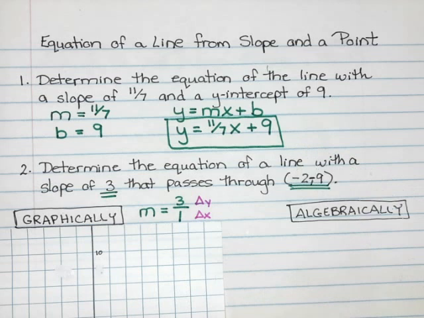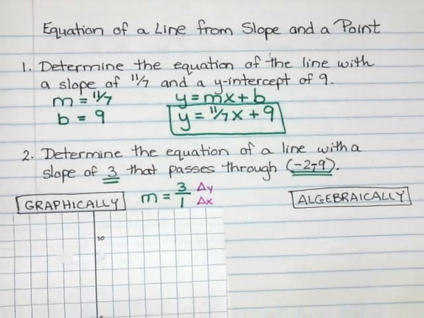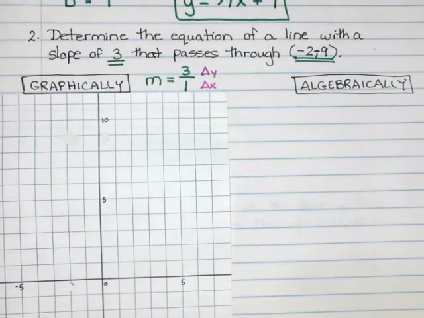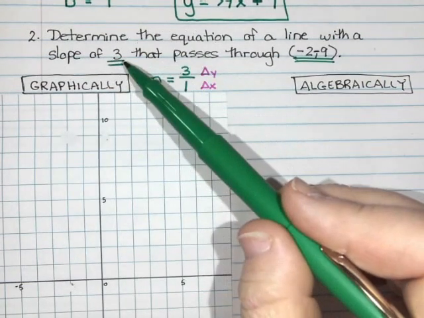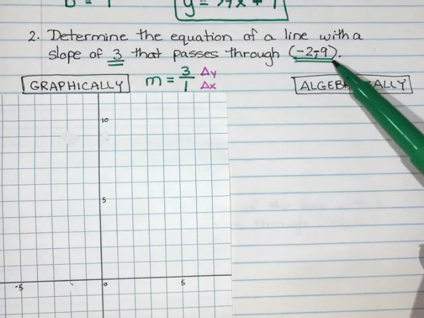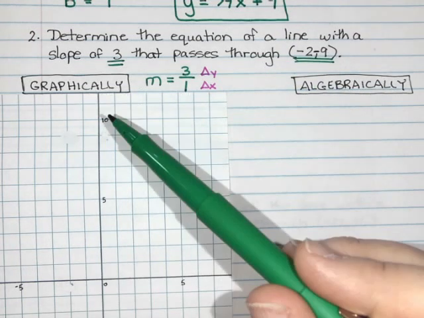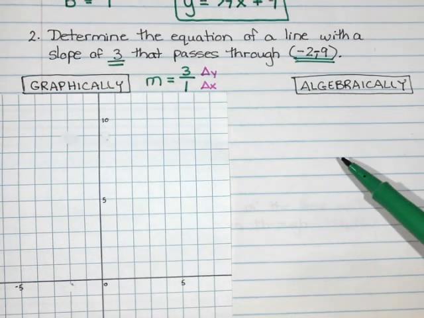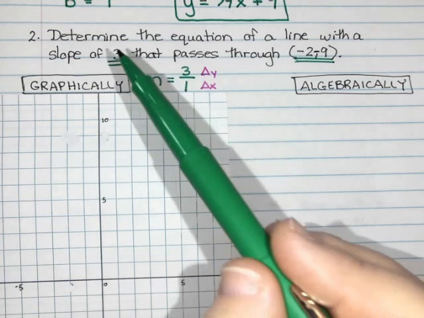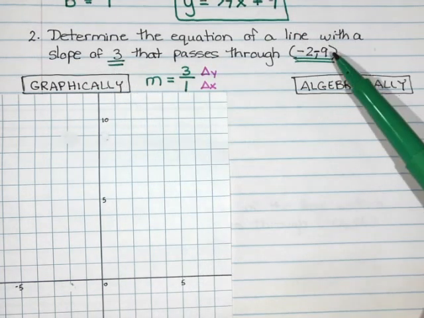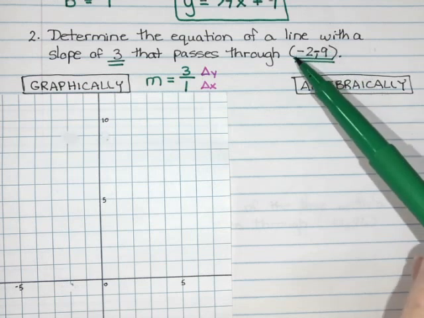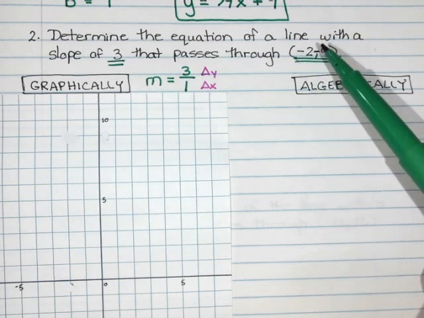Our second question says, determine the equation of a line with a slope of 3 that passes through the point negative 2, negative 9. And we're going to do it graphically, and then we're going to do it algebraically. There's two things in the question. One is the slope, the other one is the point. I'm going to start with the point. So the point is negative 2, negative 9.